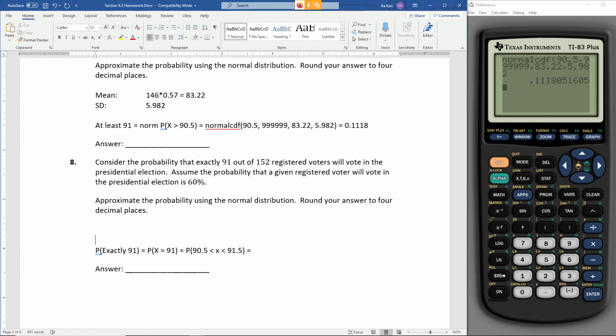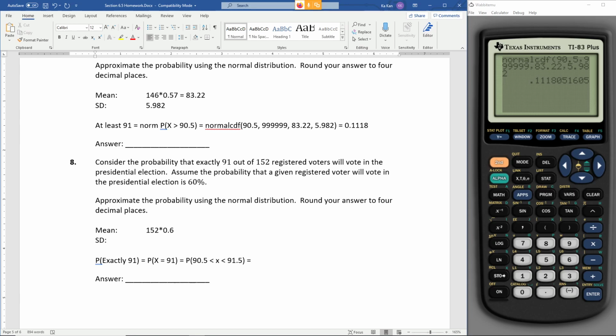So let me say the mean would be 152 times 0.6, and that will equal 91.2. The standard deviation would be the radical of 152 times 0.6 times 0.4, and that would be a good old 6.0398, which is 6.04. That's good enough.